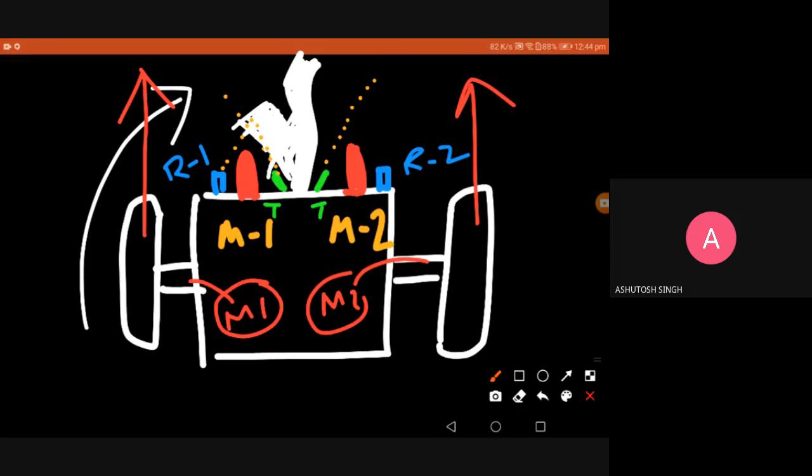There are many assumptions I'm using here: that my white line is of fixed width. Only then can I assume these things. Are you able to follow what I'm trying to say? Anyone has any doubt, they can ask. Okay, no doubts, then fine.